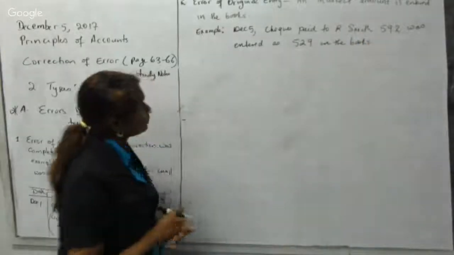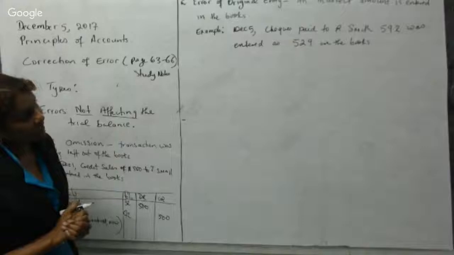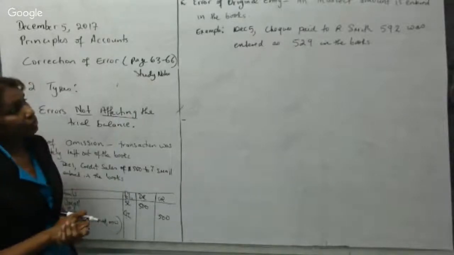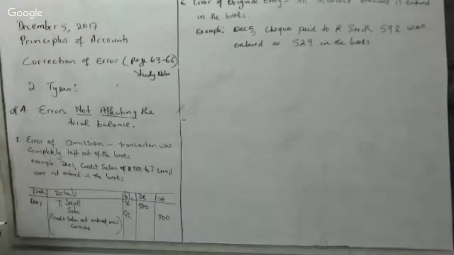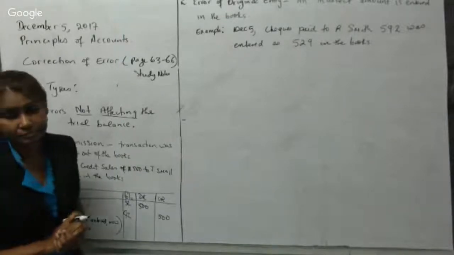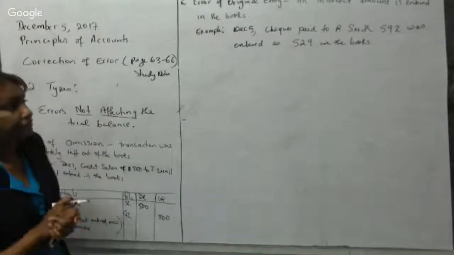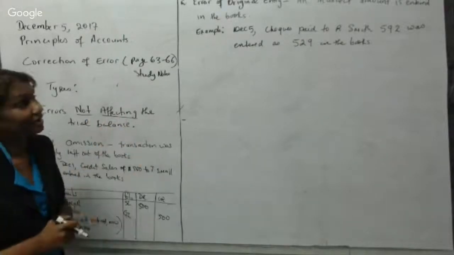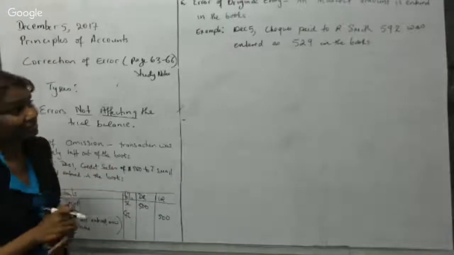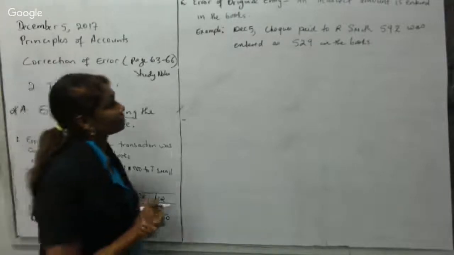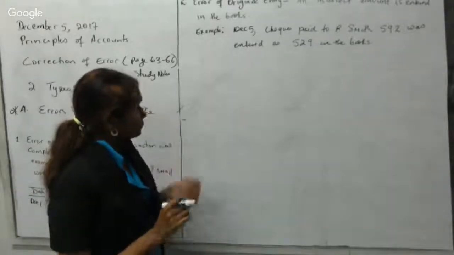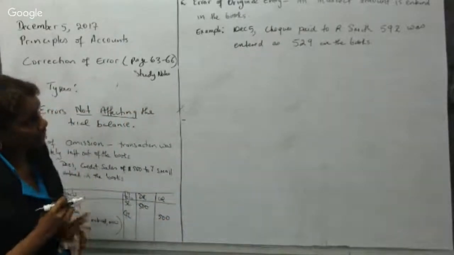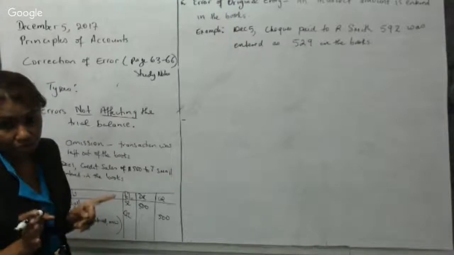All right, so there's my error. A check that I've paid to R. Smith for $592 was entered in the books as $529. Could have been that way, right? I could have said 954 or so. All right, so it means that I've used my correct accounts, but the amounts are wrong.